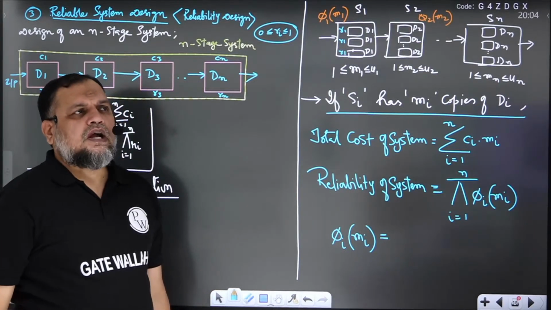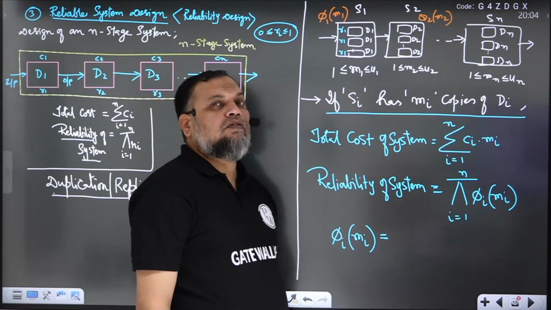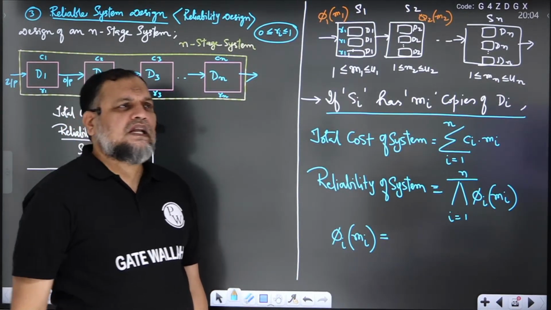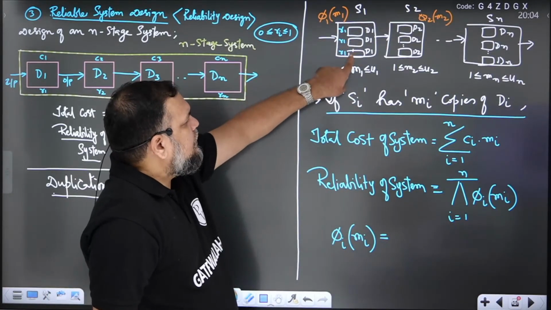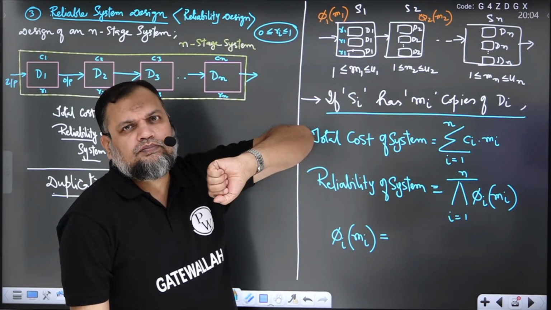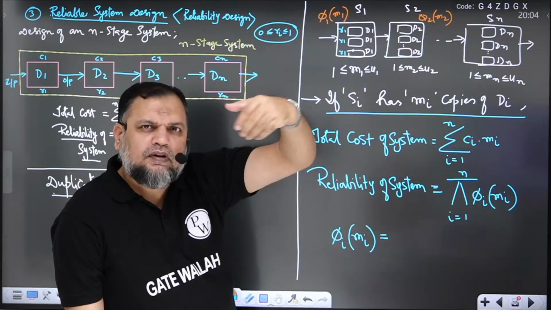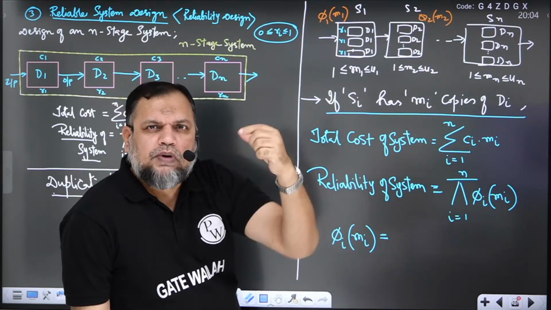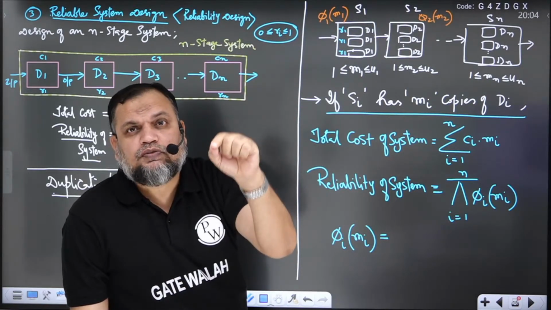तो पहले आपको क्या करना होगा? पहले आपको reliability of failure मालूम करना होगा. When can I say the stage fails? Stage will fail when all copies fail. Please follow me. A stage will fail when all copies fail. Ri is the probability of device functioning properly.